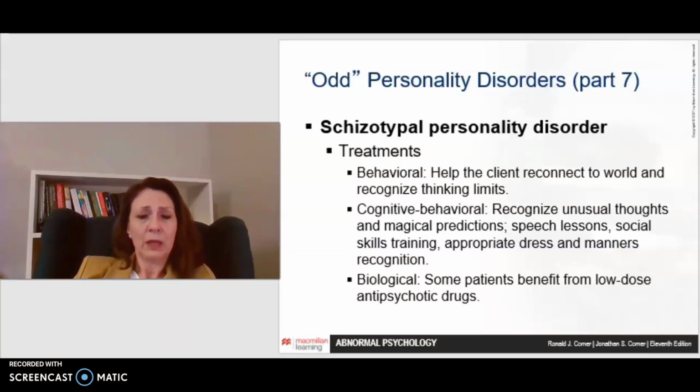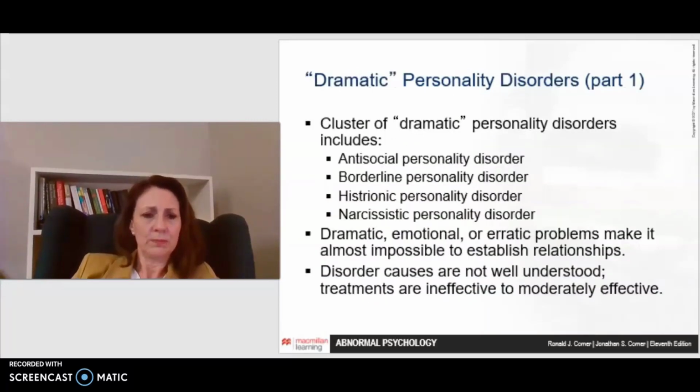Treatments involve the behavioral approach, helping the client reconnect to the world and recognize the limits of their thinking. Cognitive behavioral theorists will help people recognize unusual thoughts and magical predictions, give speech lessons, social skills training, and appropriate dress and manners recognition. The biological group will give low-dose antipsychotic drugs.